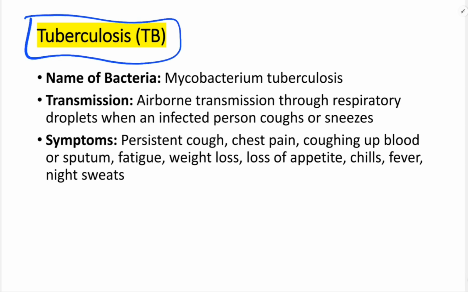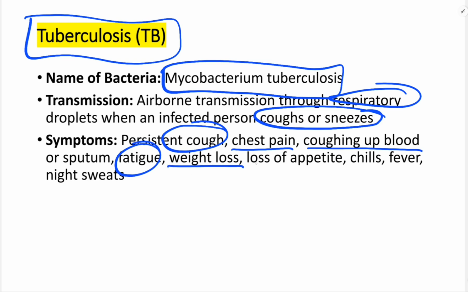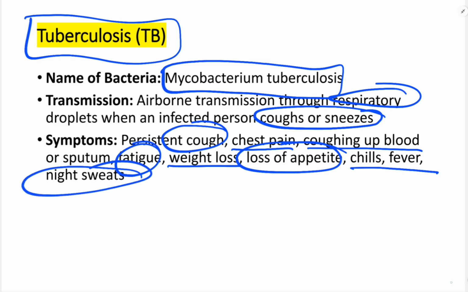Tuberculosis. It is caused by Mycobacterium tuberculosis and it transmits through respiratory droplets when an infected person coughs or sneezes. And the symptoms are persistent cough, chest pain, coughing of blood, and fatigue, weight loss, loss of appetite, chills, fever, and night sweats.